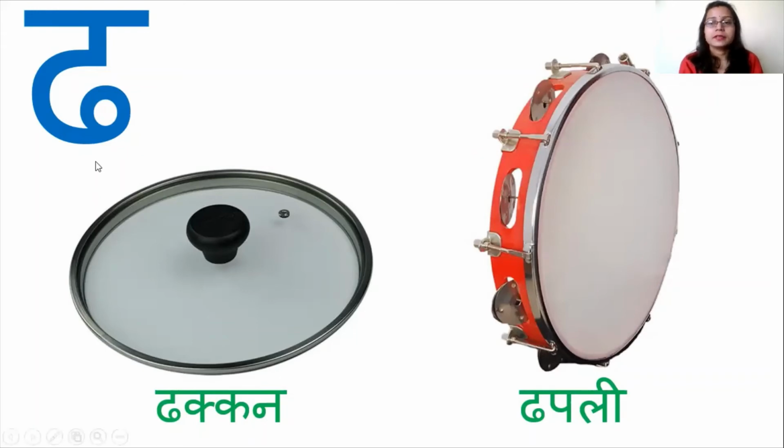We are doing letter dha. Dha se dhakkan. Dhakkan means cover or lid. Dha se dhapli. Dhapli is a musical instrument. Is it clear, children? Now I'm moving to the next part.